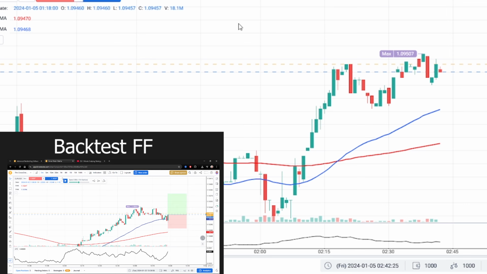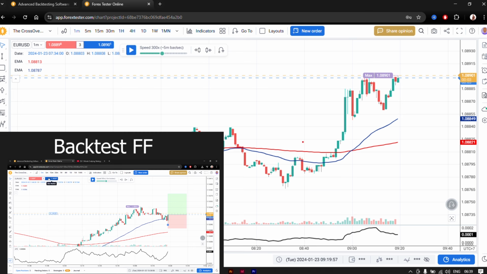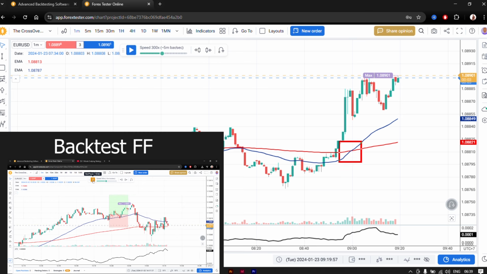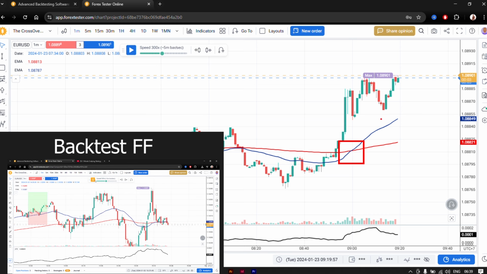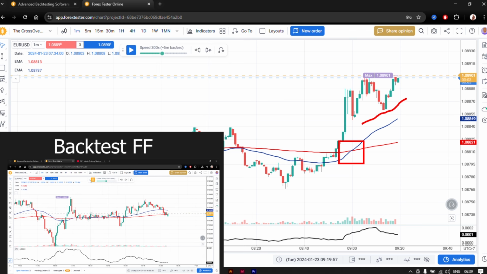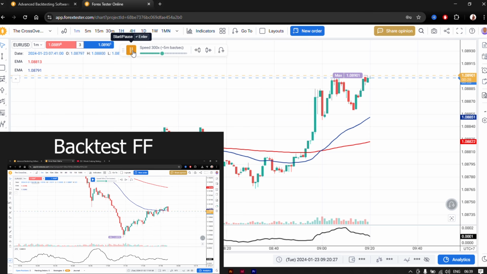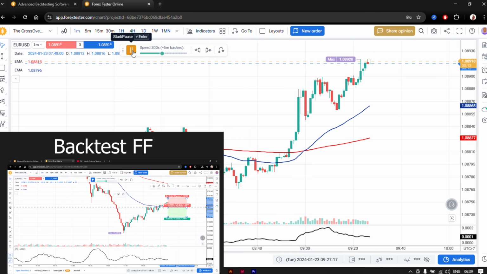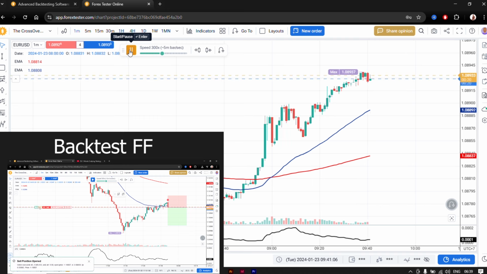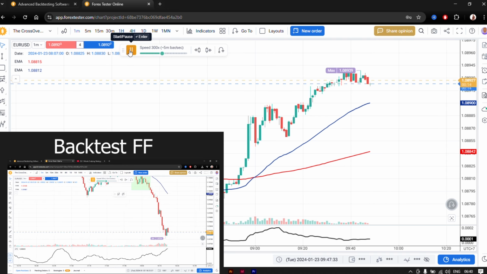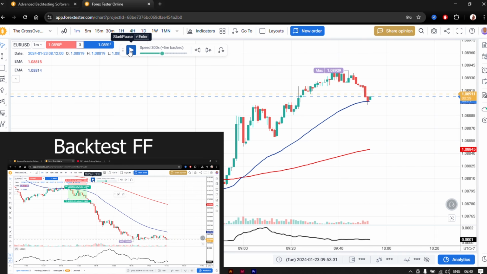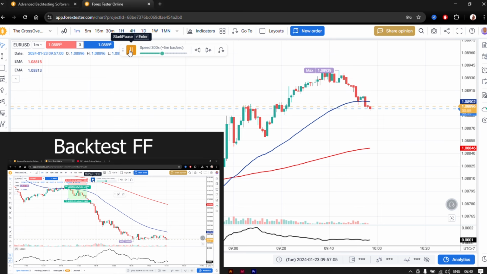So firstly, for buy trades, you want to make sure that you see the 50 EMA crossing above the 200 period EMA. So once you see the 50 EMA cross above the 200 EMA, mostly when this happens, the price will already be above both of these indicators. So after this, you want to see the price making a pullback back into the 50 EMA, like what happened right here.